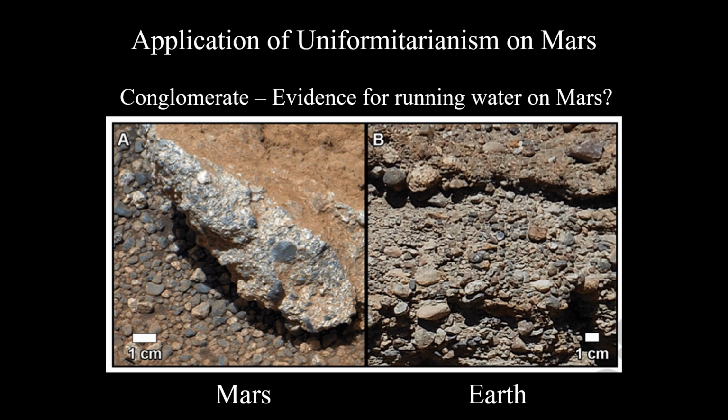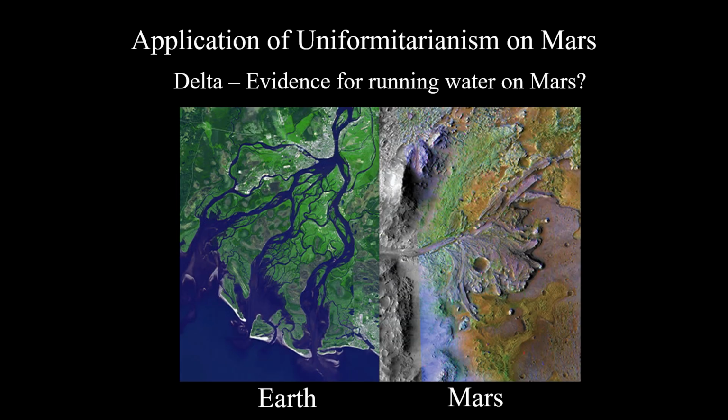of running water. And although we don't have running water on Mars today, we find many of the same types of deposits that lead us to believe that there was running water on Mars in the past. And this is essentially an application of planetary uniformitarianism.